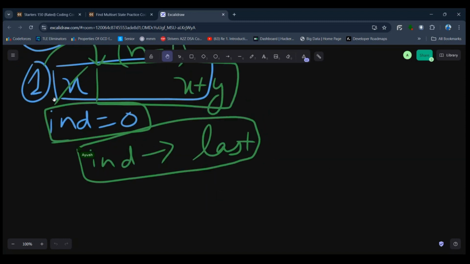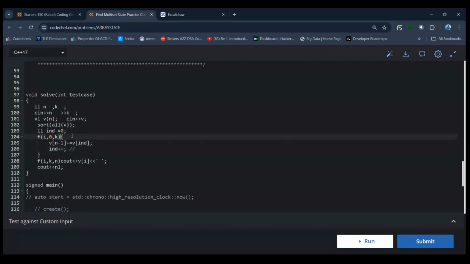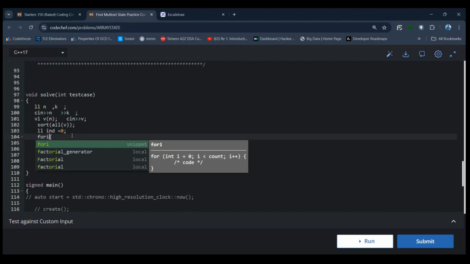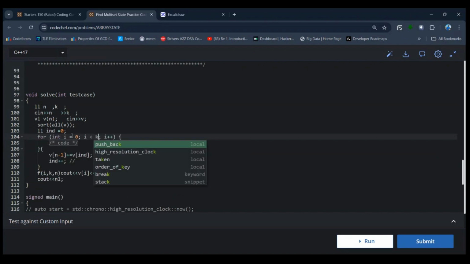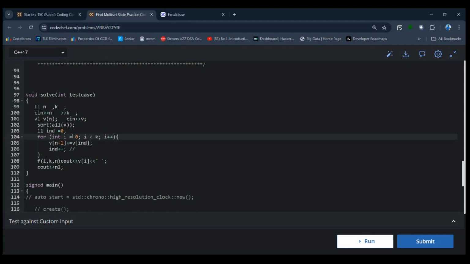So I'm basically keeping track of my first deleted element by this index, right? So what we can do here is write it like this. For k times, this is my last index. I will increment the value by the first. That is basically what I'm doing here. v of n minus one is currently my y. So what I'm doing is replacing y with x plus y and incrementing this forward iterator.